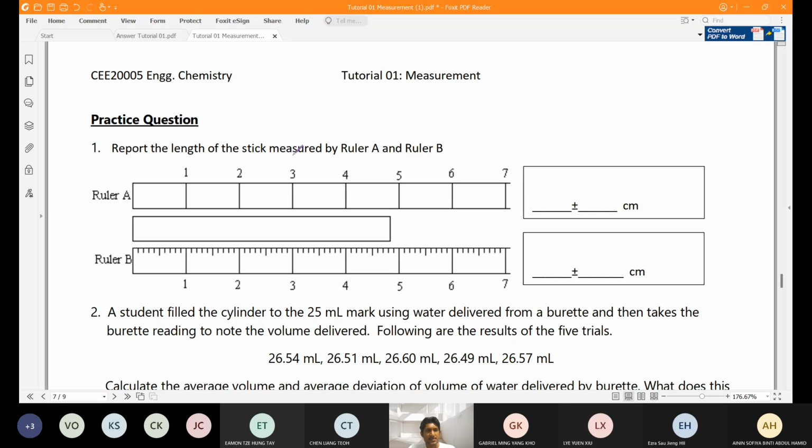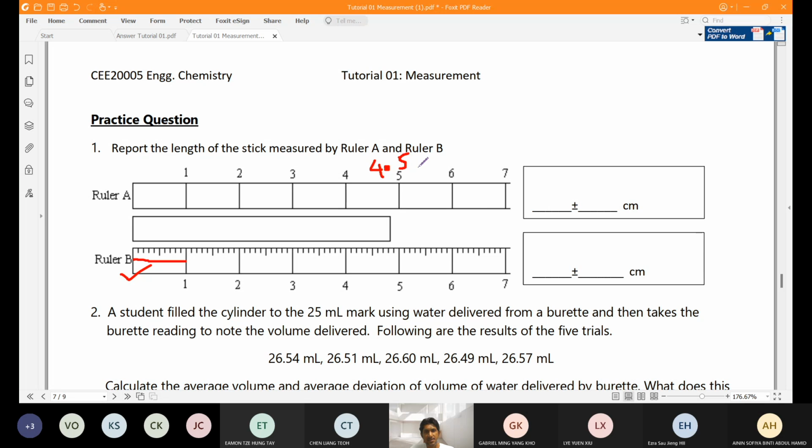report the length of the stick measured by ruler A and B. So this is ruler A, this is ruler B. Which is more precise? Of course, ruler B is more precise because it is graduated. One segment, or 1 centimeter or 1 inch, is divided into many smaller segments, so that we know exactly what the value is. For ruler A, it is 4 point something.